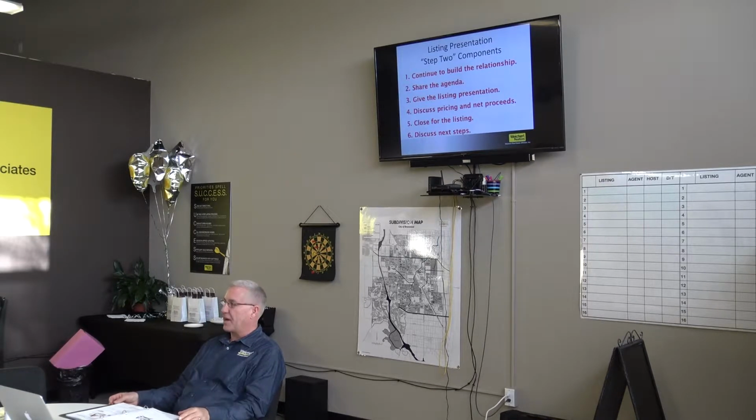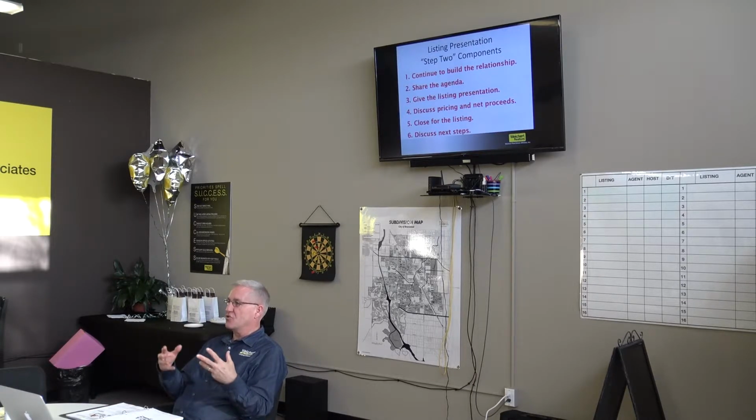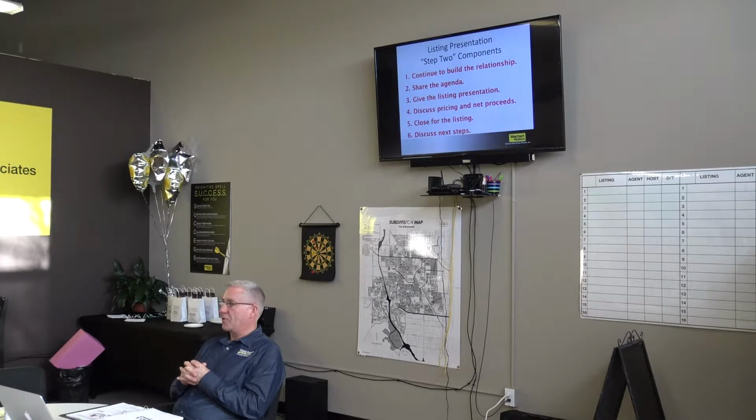They're going to want to start talking about what you think the house is worth. So you want to say, we'll get to all that. We'll get to the commissions. We'll get to all that. I want to go through my marketing plan for you first, so you understand that, because that's really going to help you understand why we're doing what we're doing and how we're doing it. Third is give the listing presentation, then go through the presentation.